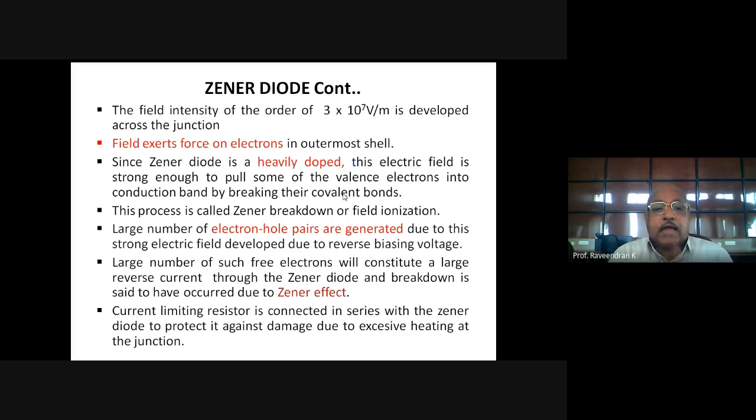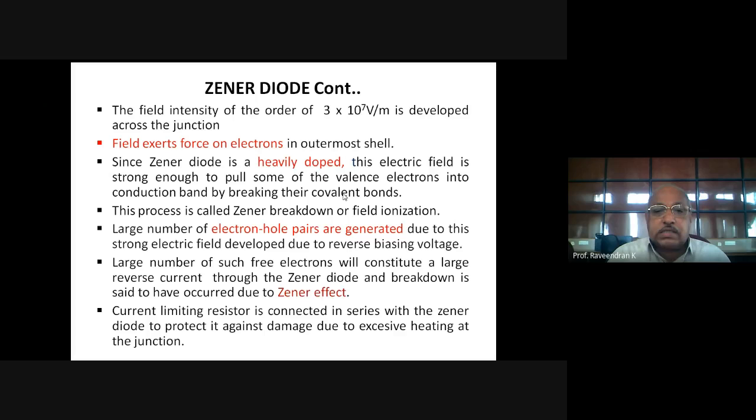Okay, a large number of electron hole pairs are generated due to the strong field developed due to the reverse bias. A large number of such free electrons will constitute a very large current in the reverse direction, or reverse current. That is a very large reverse current because it is a reverse biased PN junction, isn't it? The Zener diode is under reverse biased condition only. So the current flowing through the junction is the reverse current. Or we say that the current flowing through the junction under Zener breakdown is what is called the Zener current.